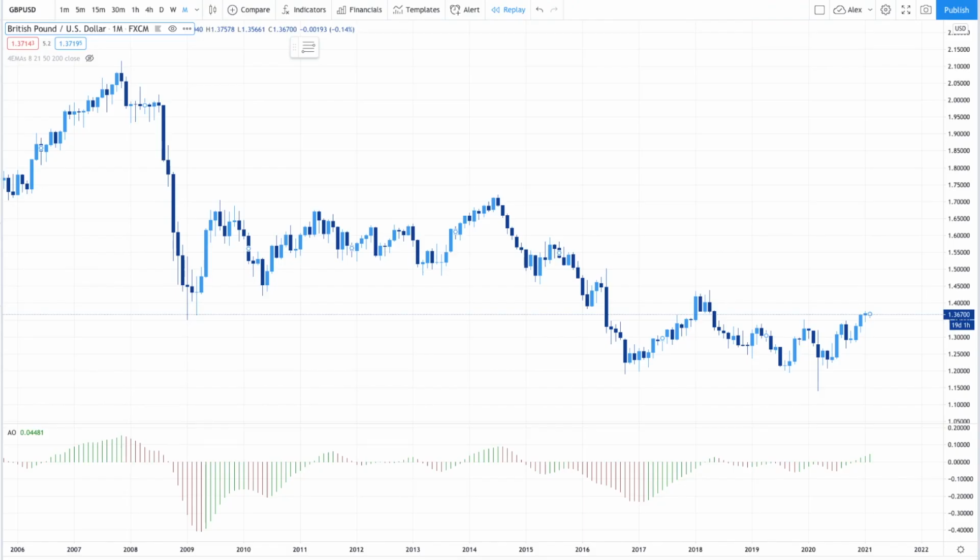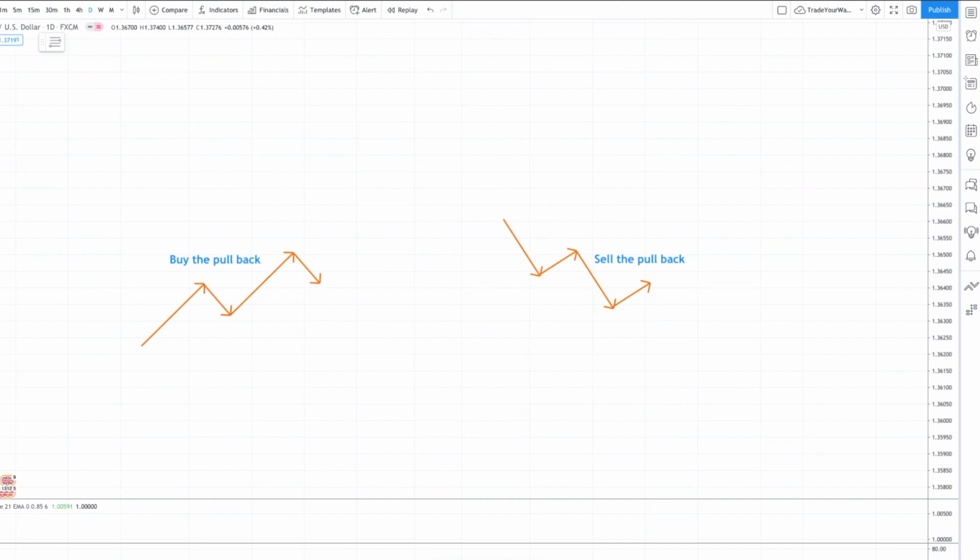Right, this is my pound dollar chart. I'm looking at the daily, weekly, and monthly. We're going to do a top-down analysis. We're starting with the monthly. I'm just going to chuck up my other chart of the pound, and basically to explain the MT strategy and give it some context. Buy the pullbacks and sell the pullbacks. That is the foundation of what the MT is all about.